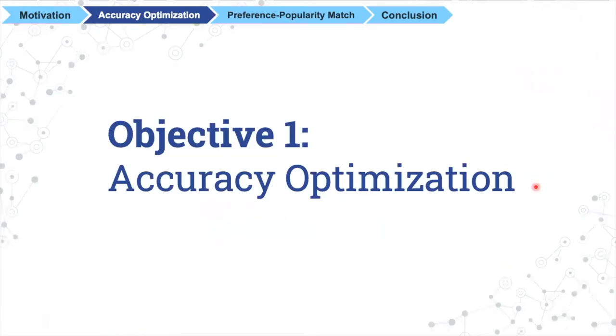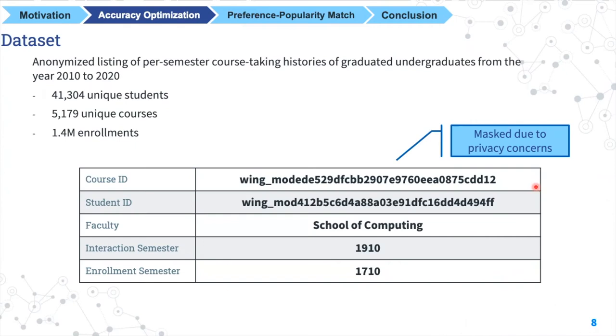Now let's delve into objective one, accuracy optimization. In this study, we used the dataset consisting of an anonymized listing of course enrollments from our institution. Both course ID and student ID are masked due to privacy concerns.